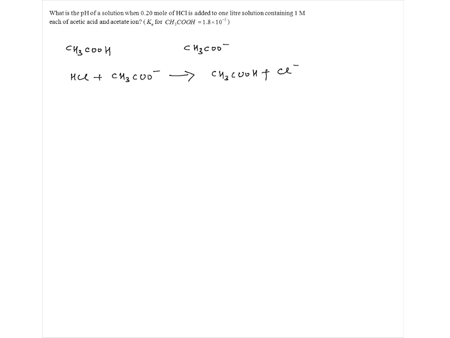How do we calculate the new pH? Just by knowing the new concentrations of these two, we can tell the new pH value. HCl is 0.2 moles. Then acetate ions 1 molar, 1 liter. That means 1 mole. Right? So 1 minus 0.2. 0.2 will react, 0.2 will be formed, but it was not 0 to begin with.